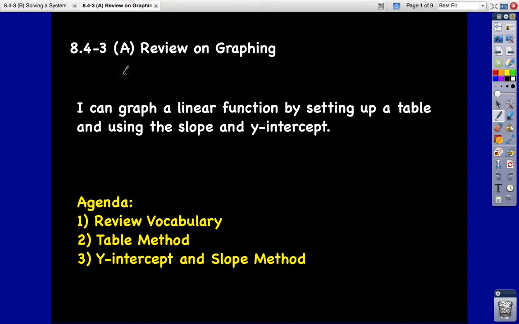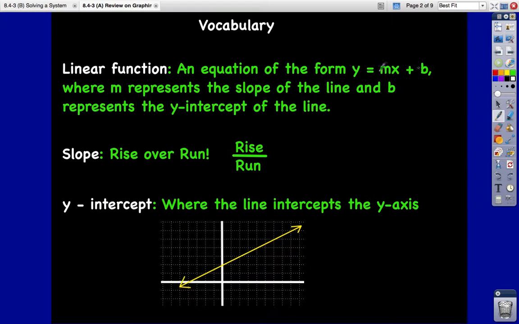Okay, this is a review on graphing 4.3a. To be successful in this lesson, this is what you should be able to do by the end: I can graph a linear function by setting up a table and using the slope and y-intercept. There's two methods we're going to look at. We're going to review some vocabulary. This is the table method, we're going to look at that first. Then we're going to look at the y-intercept and slope method. I actually just abbreviate this and call it the slope method, okay? So here we go. Let's look over some vocabulary real quick.